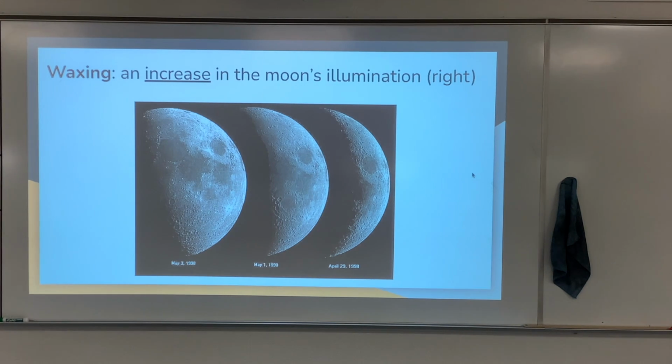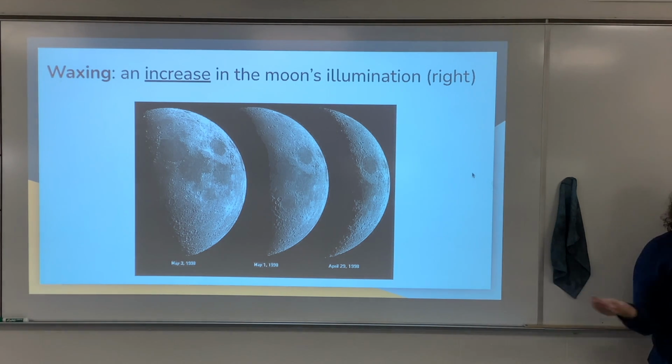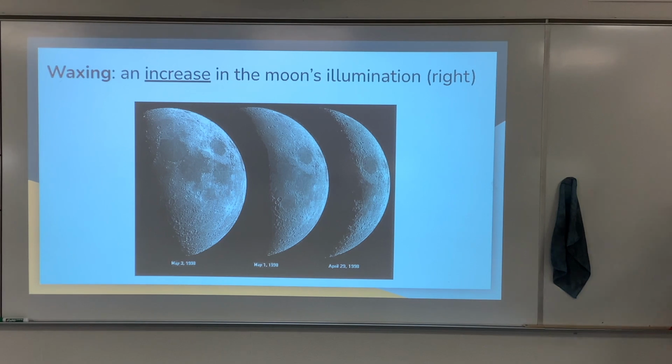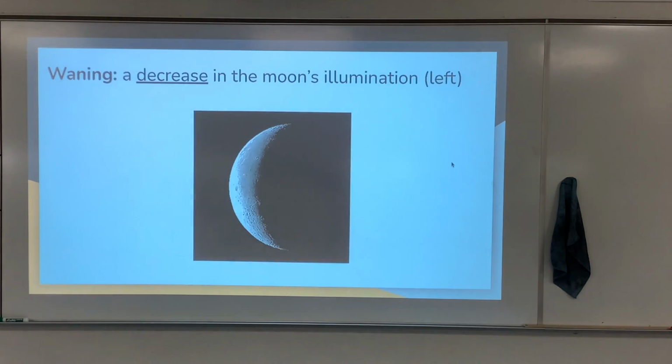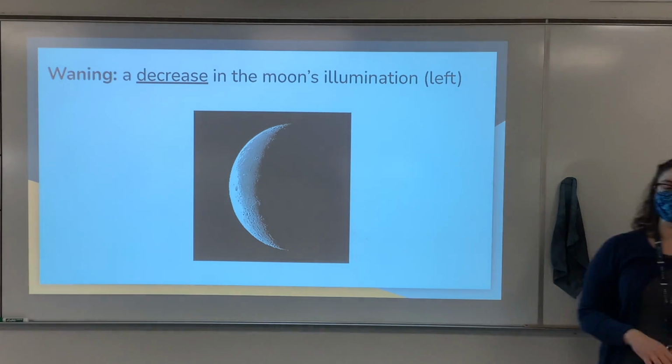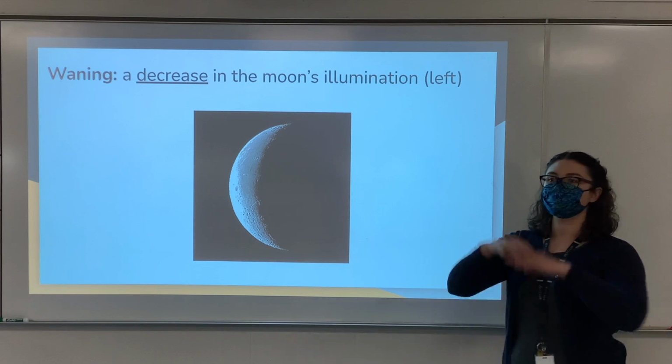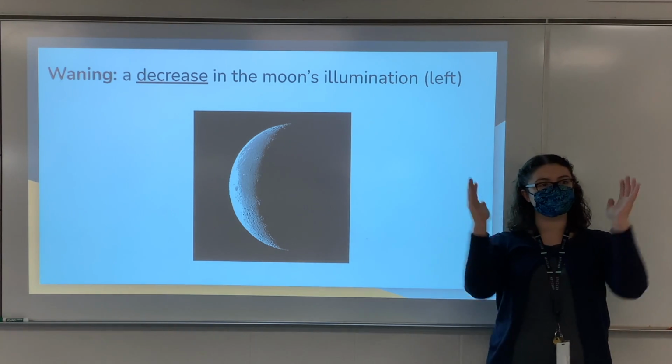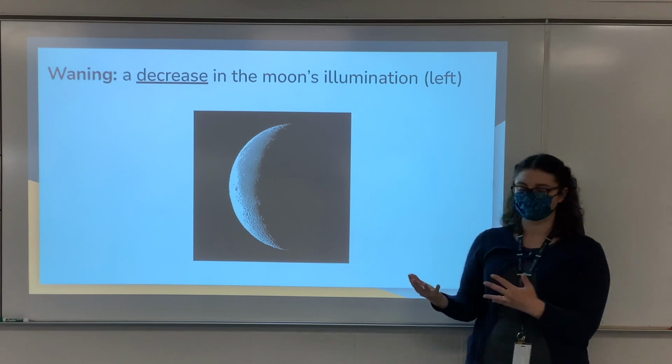All right, so here are the different terms that we use to describe moon phases. First, waxing. If a moon is waxing, that means there is an increase in the moon's illumination. So the illuminated side of the moon appears to get bigger and bigger when it's waxing. Waning is the opposite. Waning is when there is a decrease in the illumination of the moon. So the part of the moon that's illuminated appears to get smaller and smaller when it's waning.